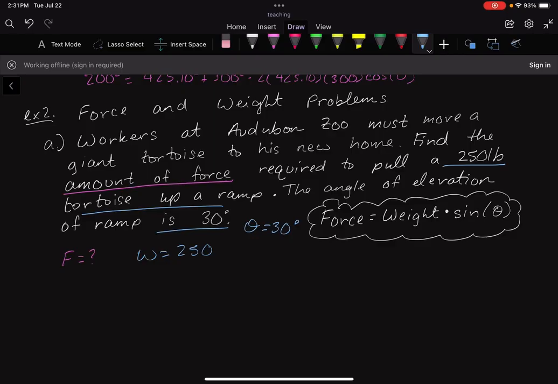So I'm just going to go ahead and plug all this in. I get force is equal to 250 times sine 30 degrees. Sine of 30 degrees is 1/2, so half of 250 is 125. And that would still be in pounds, so it's pounds of force.